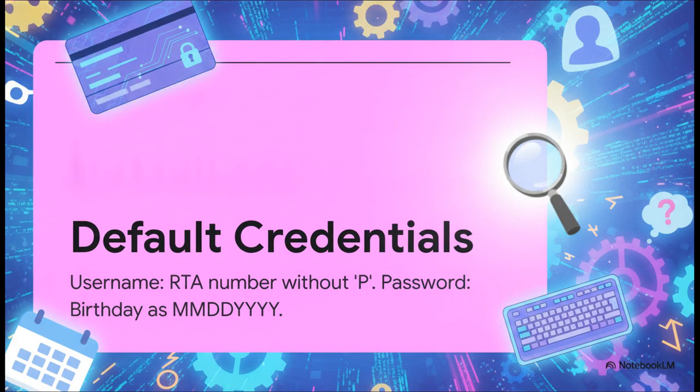Your username is literally just your RTA ADA certification number. But here's the trick. You have to drop the letter P from the front. Then, your default password is just your birthday. You use 2 digits for the month, 2 for the day, and 4 for the year. So for example, if your RTA number is P123456 and your birthday is March 5th, 1955, your username is simply 123456, and your password is 03051955. See? Super easy once you know how it works.